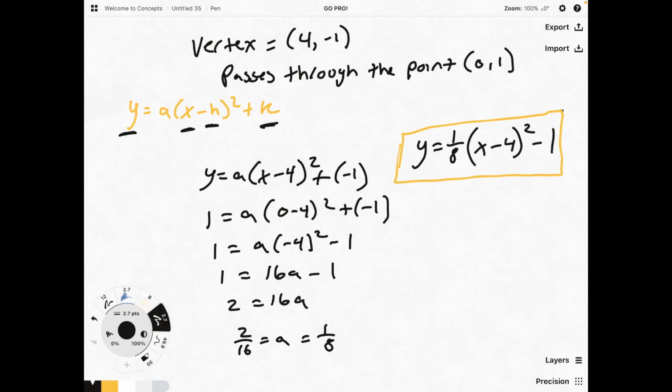Okay, and what does this tell us? Again, this tells us that our vertex is at (4, negative 1), so it's here. We know that it opens upward because your a value is not negative, so we know that we're going up this way and we're going up this way. We can also, if the problem asked us to find our x-intercepts, do that by either factoring, completing the square, or using the quadratic formula.